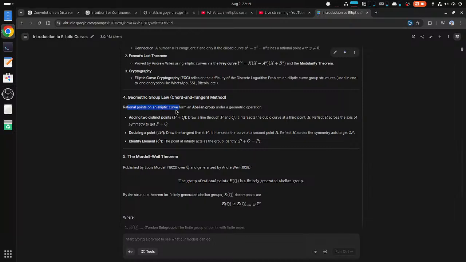If you have seen elliptic curves before, we then reflect R across the axis of symmetry to get P plus Q. So if we are taking some point R above the x-axis, the reflection of R will be the reflection on the downside of the x-axis.